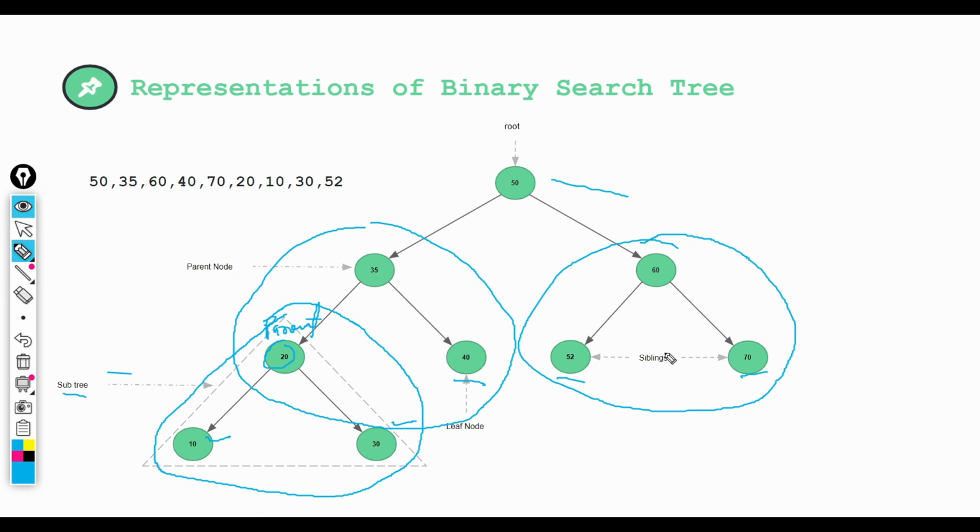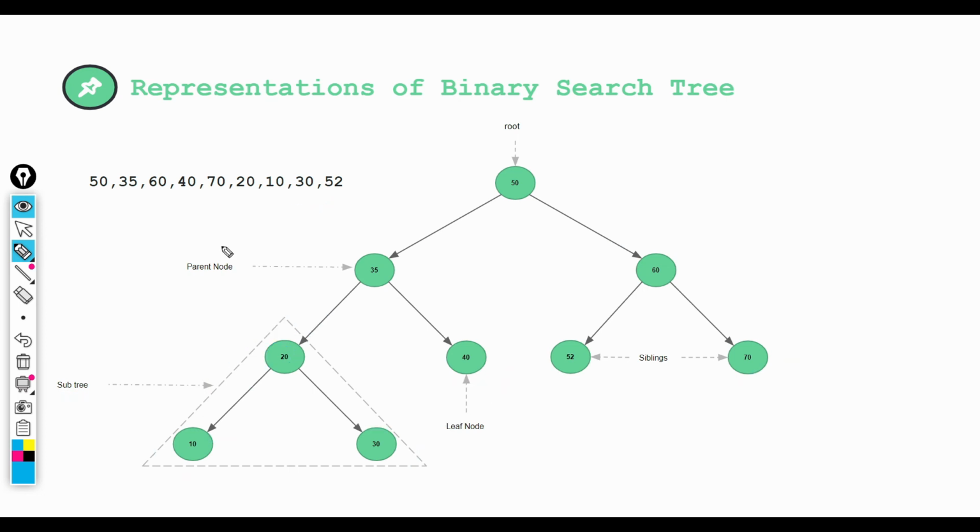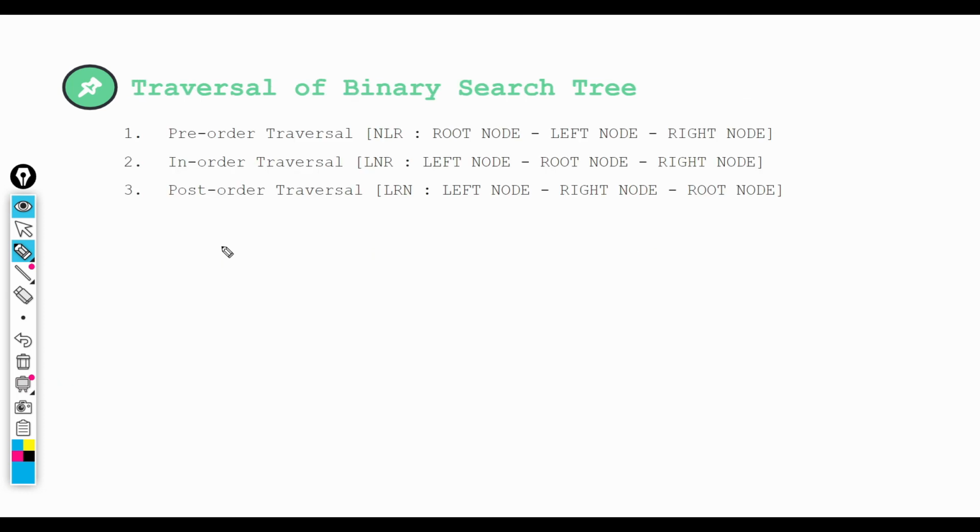So this is the representation of the binary search tree with the help of a list of integers. Now, let's discuss the traversal of binary search tree. So the first type of traversal we have is pre-order traversal. As mentioned by its name, pre means we have to traverse the root node first, right? So in pre-order traversal, we will be traversing the root node first, and then the left node, and then the right node.